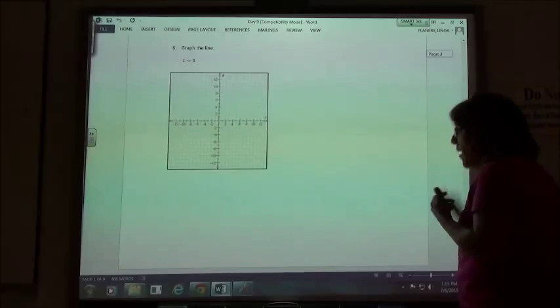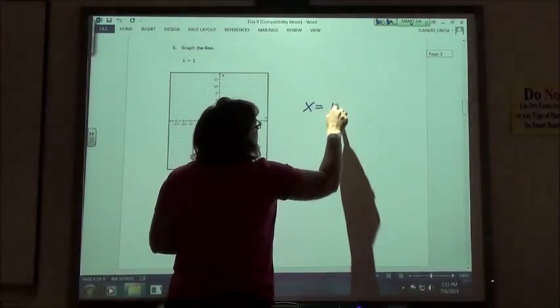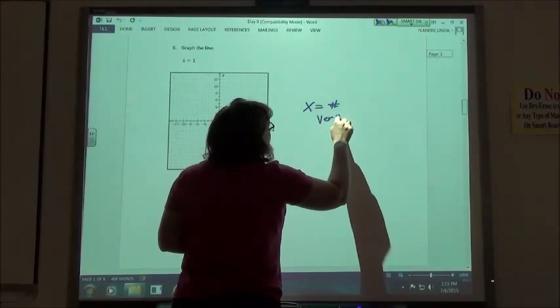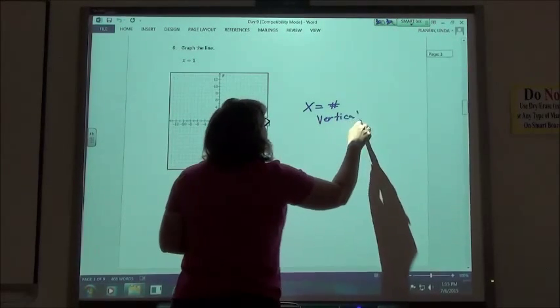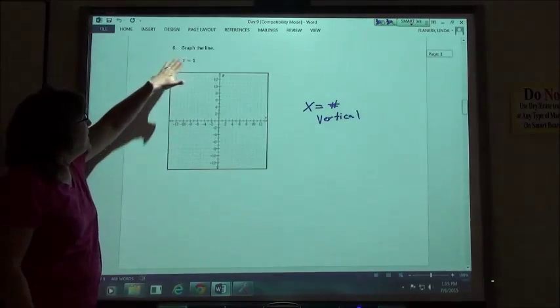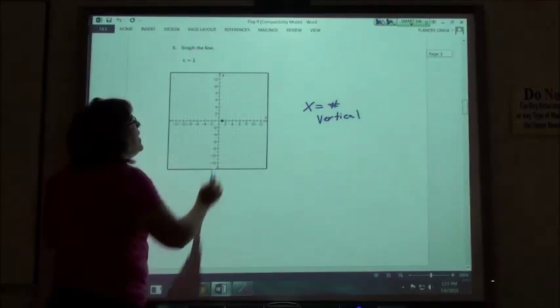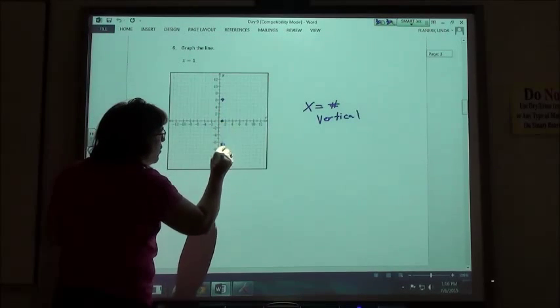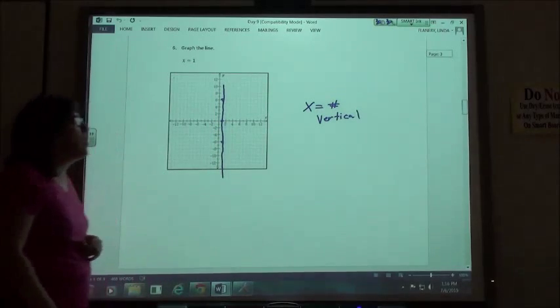And number 6, graphing the line x equals 1. If it's x equals my number, I know my line again goes vertical. So x equals 1. On my x-axis, I mark where 1 would be. If my line has to go vertical, I'm going to mark up and down somewhere from that point so that I can then draw my line.